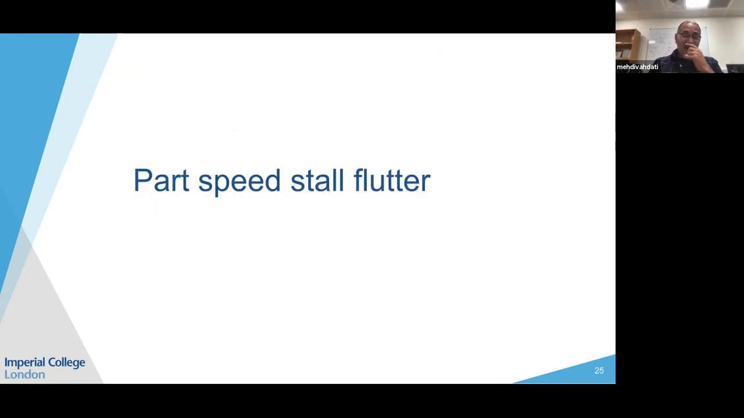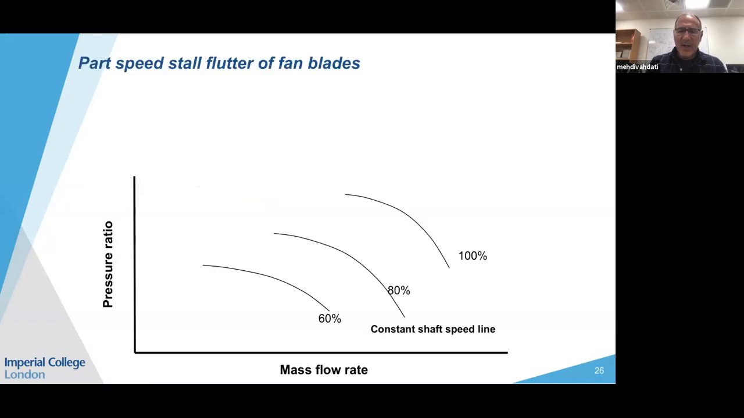So now, finally, I've come to the last 15 minutes. I'm going to try to describe part speed stall flutter, which is one of the common forms of flutter on fan blades. And I'll just say, even though it's called stall flutter, you do not require any stalling of the blades for this event to happen. So let's describe what I mean by part speed stall flutter.